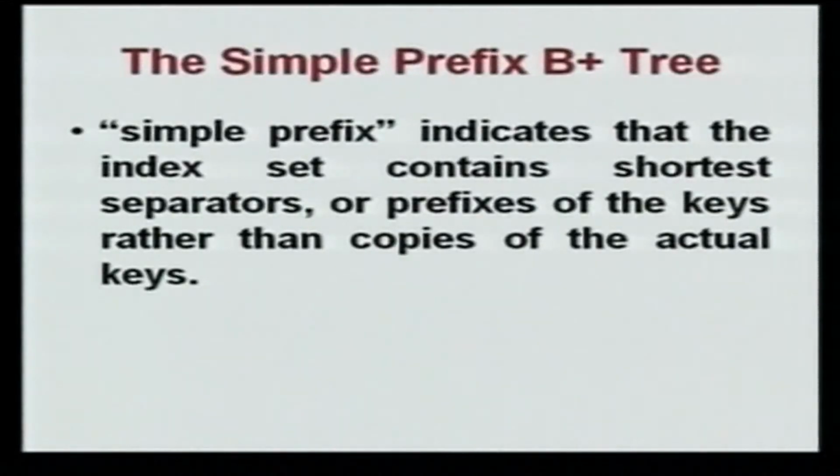So, simple prefix indicates that the index set contains the shortest separators. We are not going to keep the whole separators. What you need to separate out is all we are going to keep, or prefixes of the keys rather than the copies of the actual keys. This is the main idea. We are not going to keep the actual keys, we are going to keep the prefixes of the shortest keys. Our only consideration is that I must be able to separate out between one block and the other block, or one sequence set and the other sequence set.